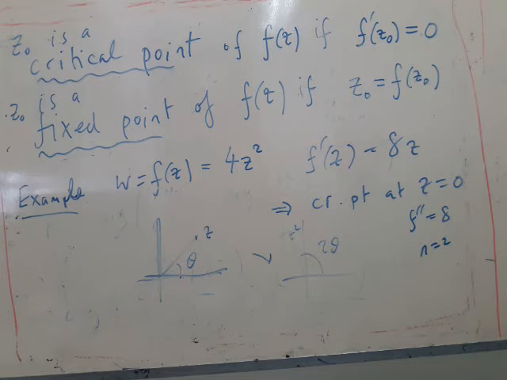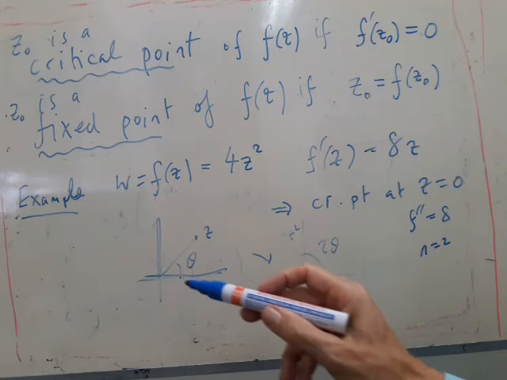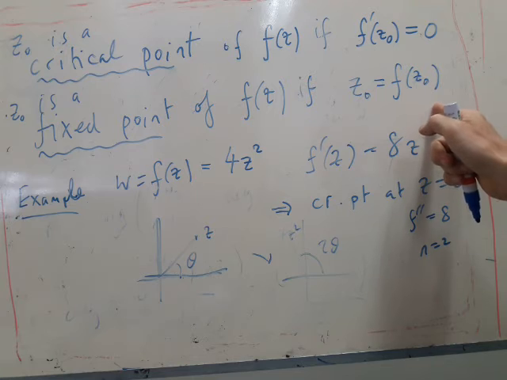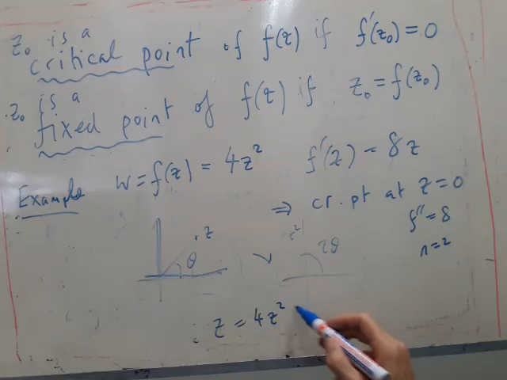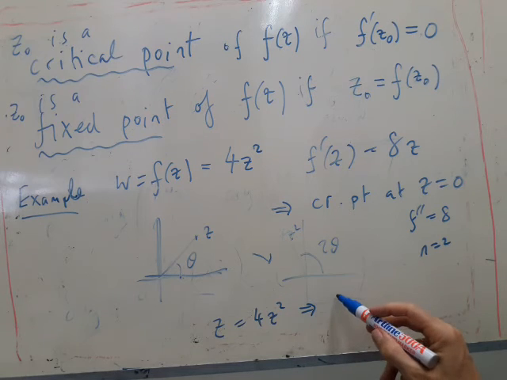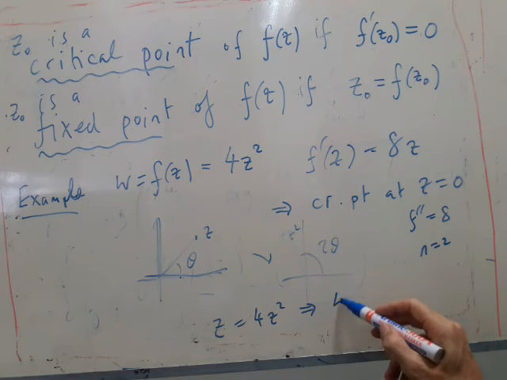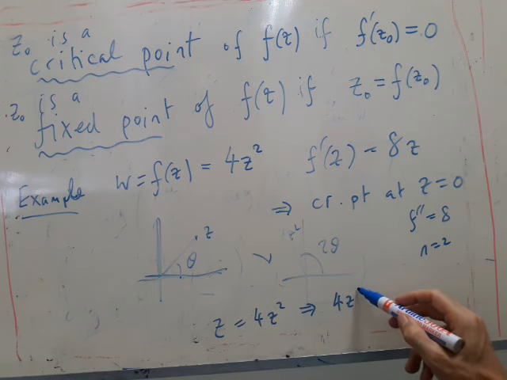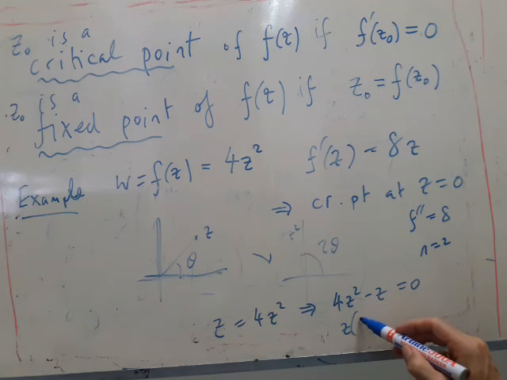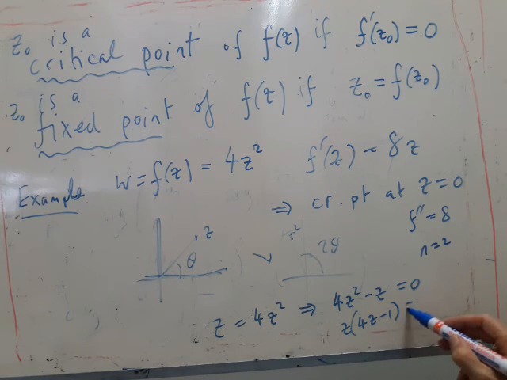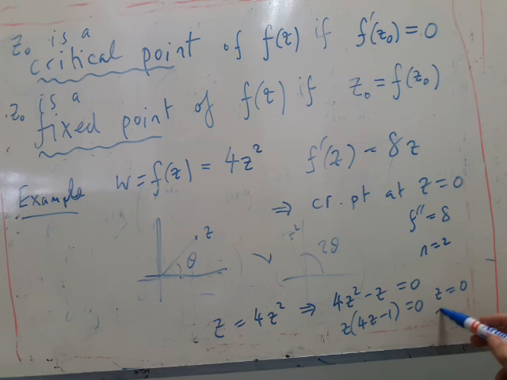And then the fixed point, how do we find the fixed point? We just solve this equation. So we need to solve the equation z equals 4z squared, which implies 4z squared minus z equals 0, which we factor, take out the z, and we get z times (4z minus 1) equals 0, which means it has 2 fixed points. One is at z equals 0, and the other fixed point is when z equals 1/4.